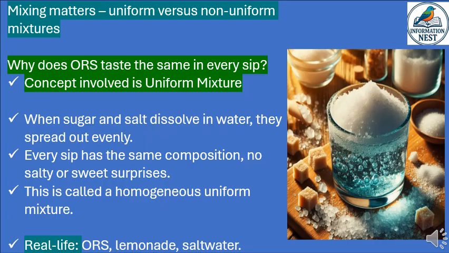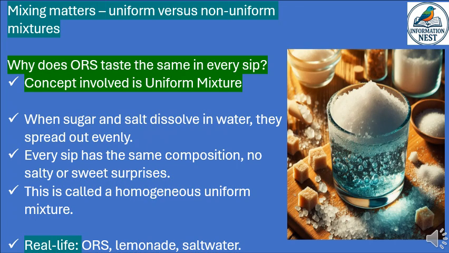Now imagine if ORS were a non-uniform mixture. One sip might taste like ocean water, the next like candy syrup. Yikes! That's a roller coaster your taste buds didn't sign up for. Real life examples of uniform mixtures are ORS, oral rehydration solution, lemonade, salt water, even the air we breathe. They all have one thing in common, that is consistency.